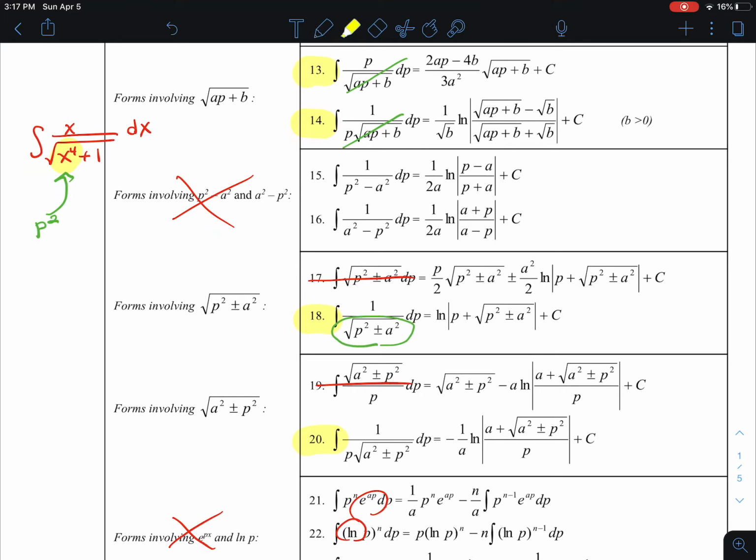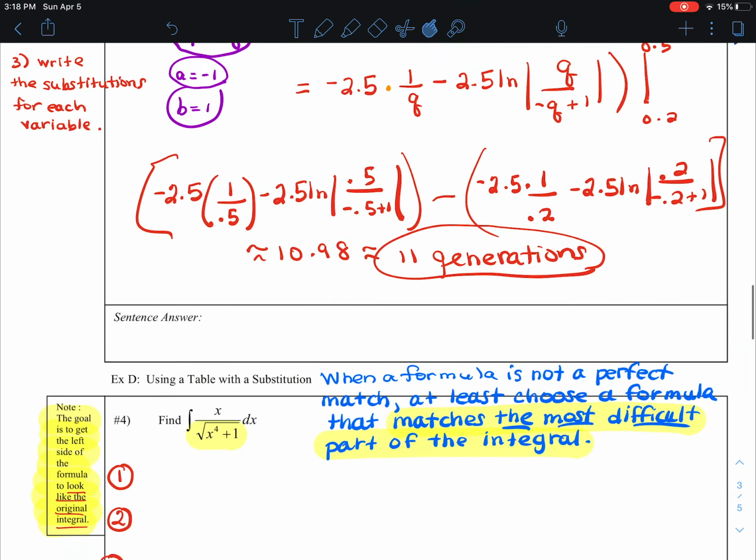Now, you'll notice when you look at this, see how there's a plus or minus in between this p squared and a squared? That means this formula 18 works whether there's an addition symbol in between these or a subtraction symbol. In this particular problem, it is an addition symbol. That means if we go with formula 18, over here on this side, you're going to replace any plus or minus symbols with just addition symbols. I think let's try 18, and I realize the numerator is not a match, but we were just trying to get the denominator to match anyhow. So we're going to go with number 18 for this example here.